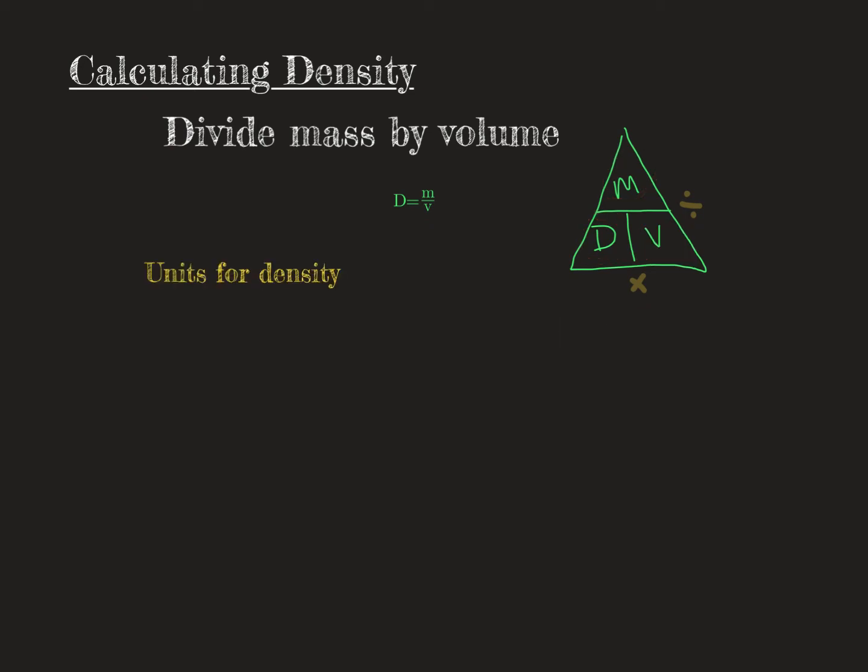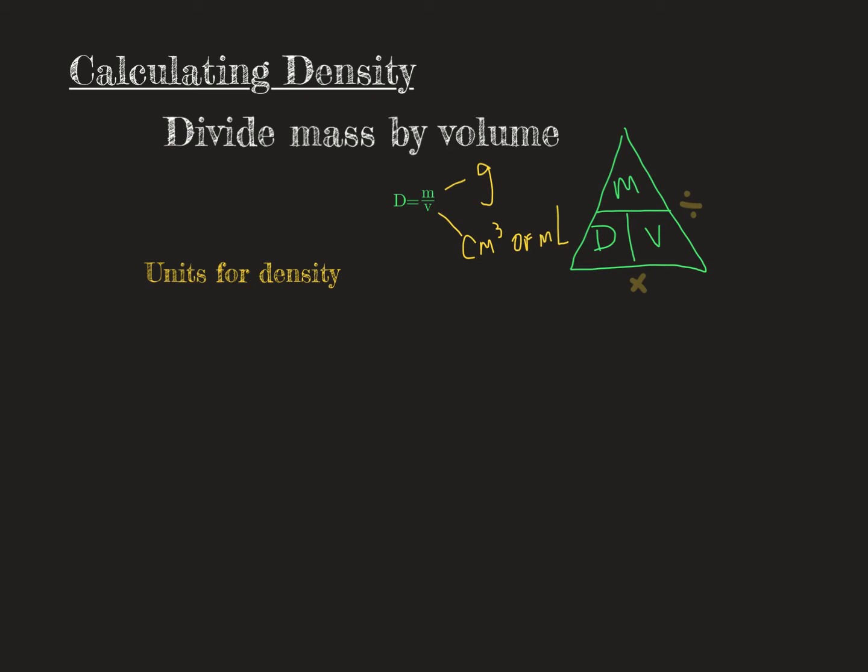The last thing that I'm going to go over is the units for density. And the units are pretty simple. So all we're doing is we're going to combine the units between mass and volume. So if we look at this, mass is measured in grams, volume is measured in centimeters cubed or milliliters.